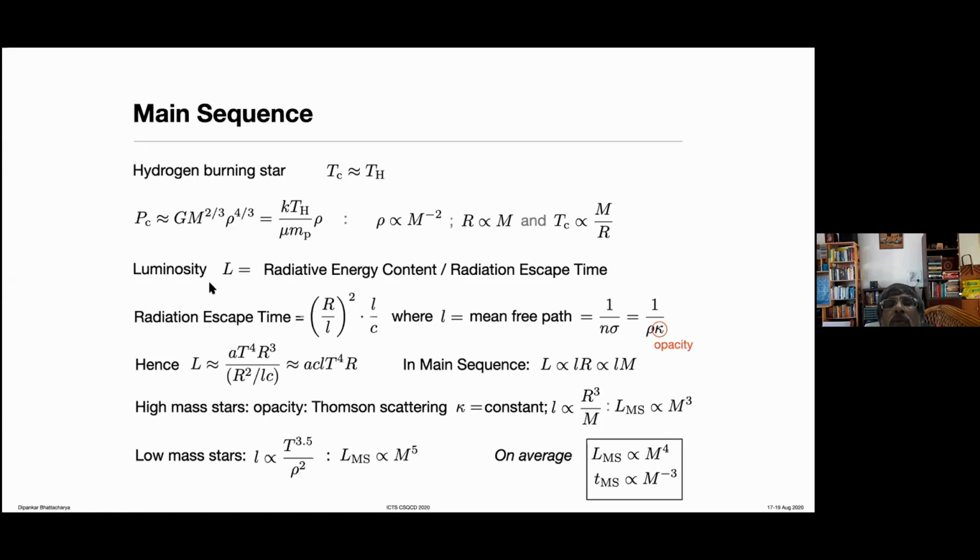But what we measure is, of course, the luminosity and the color. So let's try and see how these relate to luminosity and color. So luminosity is the amount of energy that is escaping the star per unit time. So this can be written as the total radiative energy content divided by the radiation escape time. So total radiative energy content is this: if the temperature inside at any given point is T, then the radiative energy density is A T to the power of 4, where A is the radiation constant.